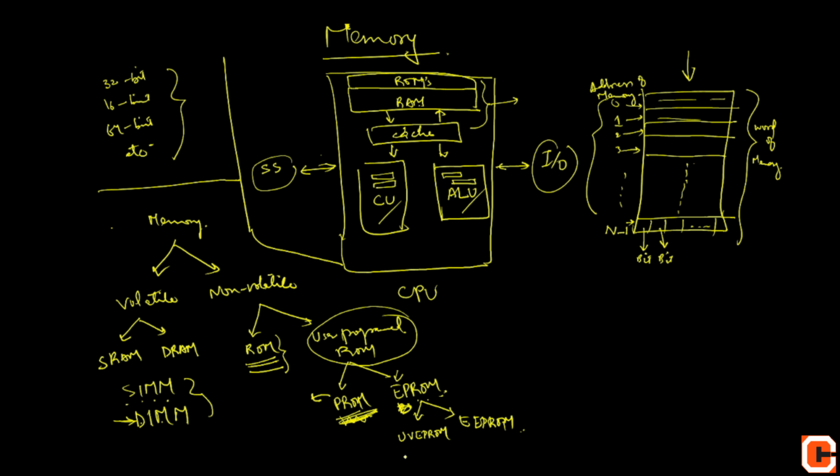There are again two types, like UV ROM, that means ultraviolet erasable programmable read only memory. So by using ultraviolet rays we can erase and program the ROM once again. And here's the next one, which is electrically erasable programmable read only memory. That means by using electricity we can erase those ROMs.